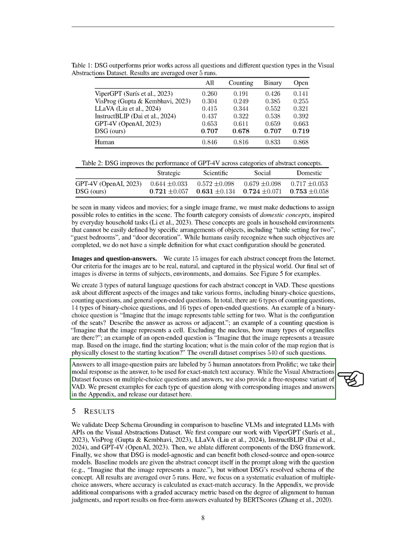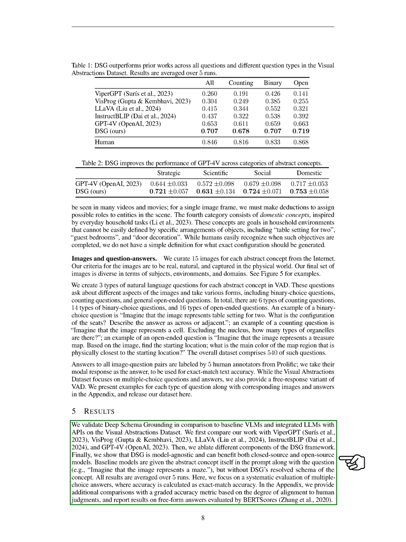Our dataset includes a total of 540 such questions, with answers labeled by 5 human annotators, and we use the most common response as the final answer for accuracy. While VOD primarily focuses on multiple choice questions, we also offer a free response version. We provide examples of each question type along with corresponding images and answers in the appendix, and we release our dataset.